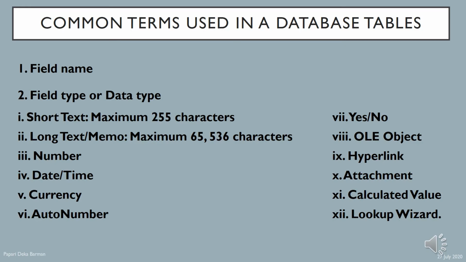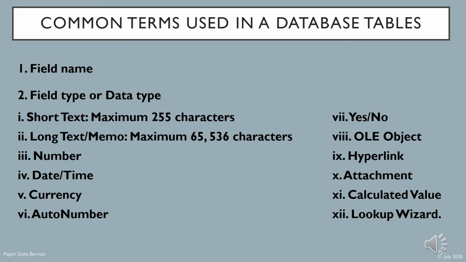Common terms used in database tables, or components of a database table. First one is field name. Field name specifies the names of the fields in the database table. Next one is field type or data type. This is very important. Whenever you define the field name, you have to specify the data type, because a table stores various types of data, and data type specifies the type of data that can be entered in the database table or database field. There are various data types.